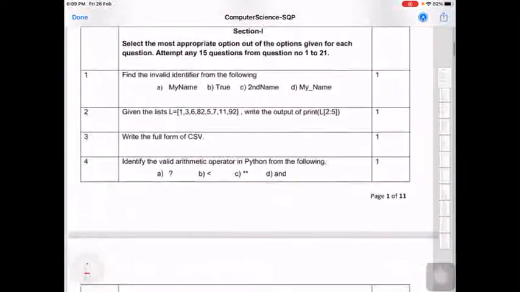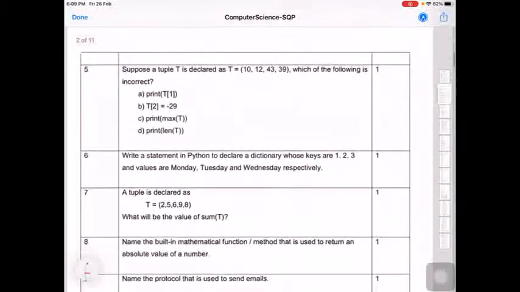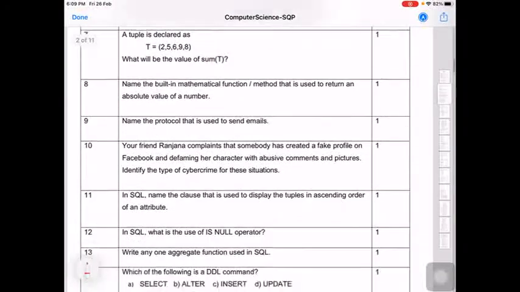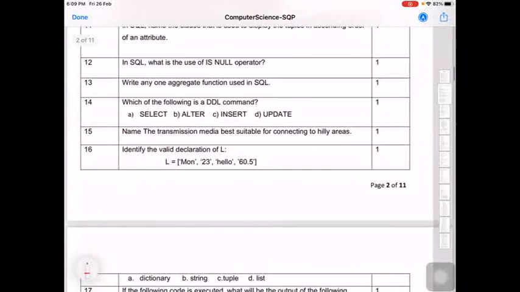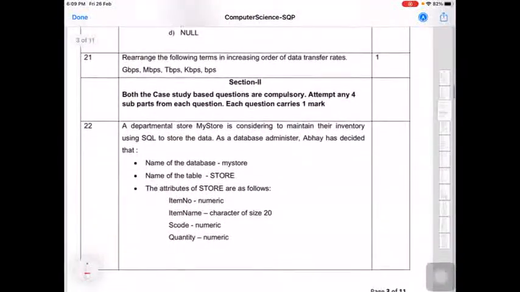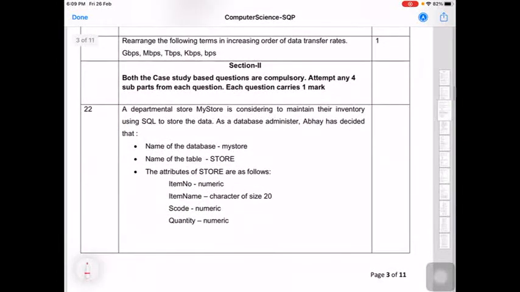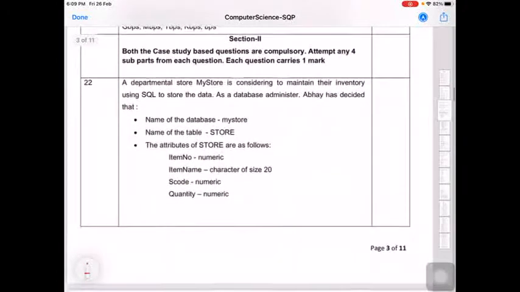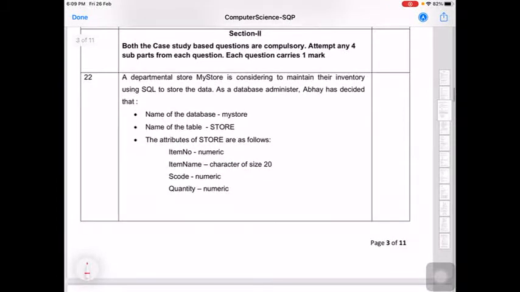Now coming to the SQL portion, after these 1 mark questions, there are 2 case study based questions in which one question is from SQL and another is from file handling, especially CSV files. In this video we are just focusing on the SQL part, so we will be discussing the questions related to SQL queries and SQL output.